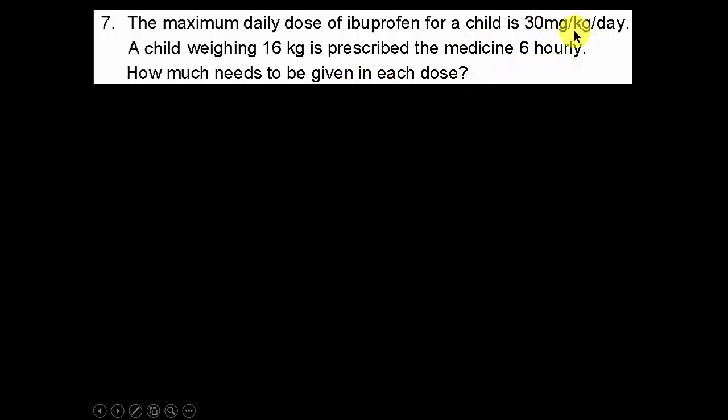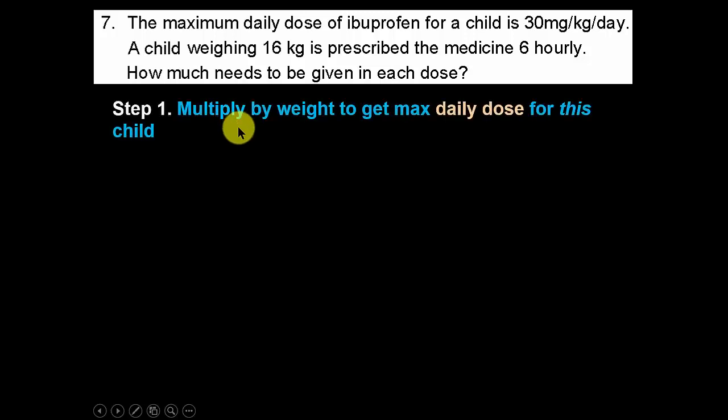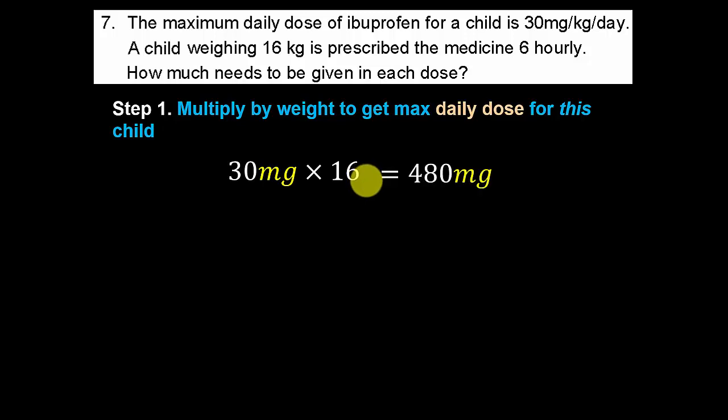You see that per kilogram part, we've seen this twice already so far in this paper. That will tell us that one of the steps will be to multiply by the child's weight. Clearly this question has several steps. Step 1. Multiply the weight to get the maximum daily dose for this particular child. So 30 milligrams times 16. I haven't even bothered to put the kilograms here because I know by now it is simply a multiplier, and that gives me 480 milligrams is what that child will receive in a single day.